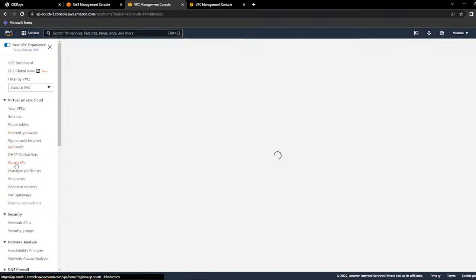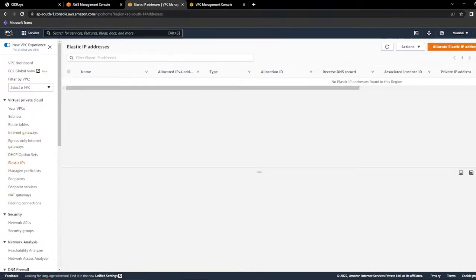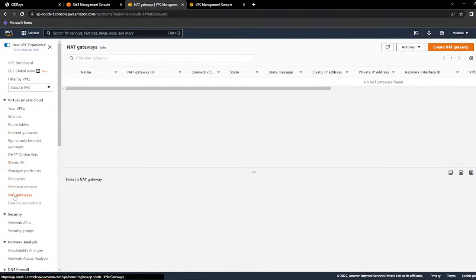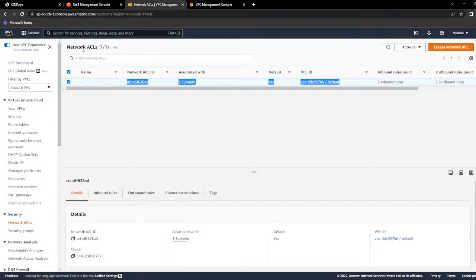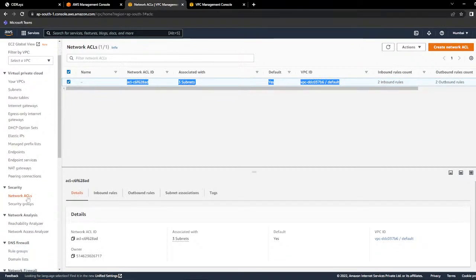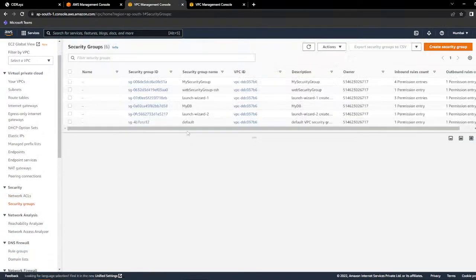Coming to here, elastic IP, there will be no elastic IP, endpoint, NAT gateway. There will be no NAT gateway. NACL. Now this is again the default NACL, network access control list. So I'm showing you what are the things available in a default VPC.